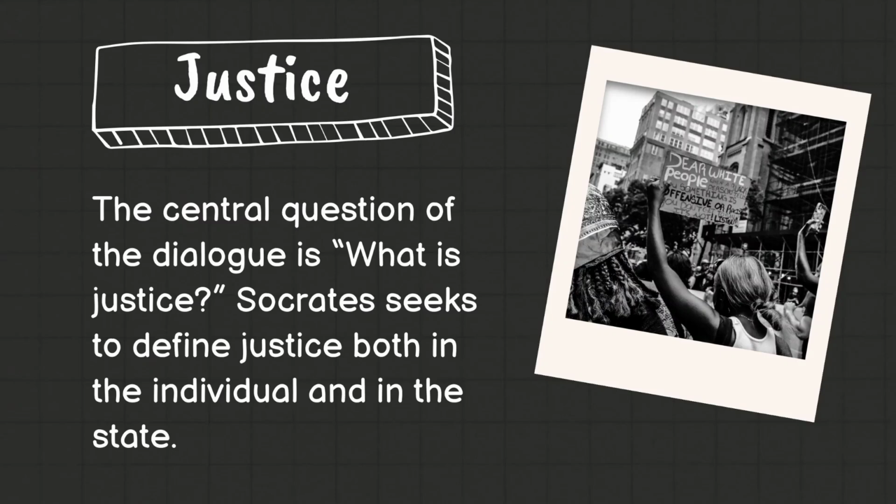So let's dive into our first major theme, that is justice. Throughout the Republic, Socrates seeks to define justice. Initially, Thrasymachus argues that justice is merely the interest of the stronger. However, Socrates contends that true justice benefits the whole society, which creates harmony among its members. He draws a parallel between justice in the individual and justice in the state. This parallel suggests that just as a well-ordered city functions harmoniously, so does a soul.